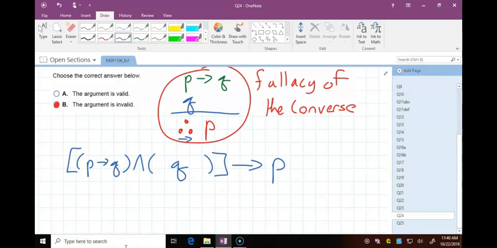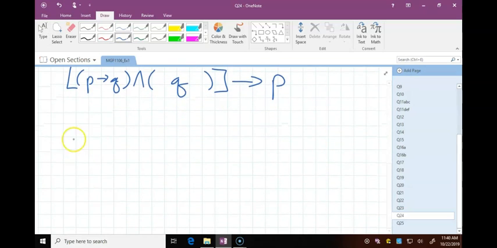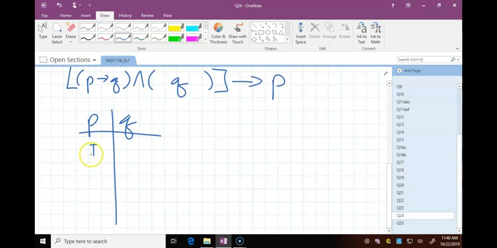And since it was invalid, in our truth table we'll have at least one false answer. It won't be a tautology, because remember, a tautology is what was needed to be valid. So if we run our truth table on this, we only have two statements. We've got P and Q. And so it goes true, true, false, false, true, false, true, false.